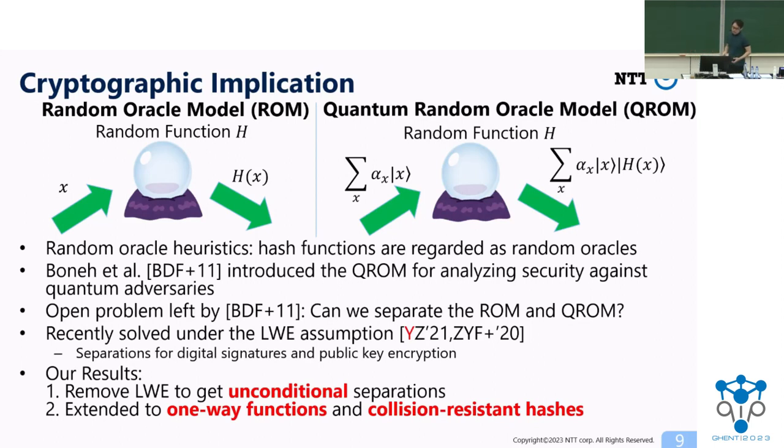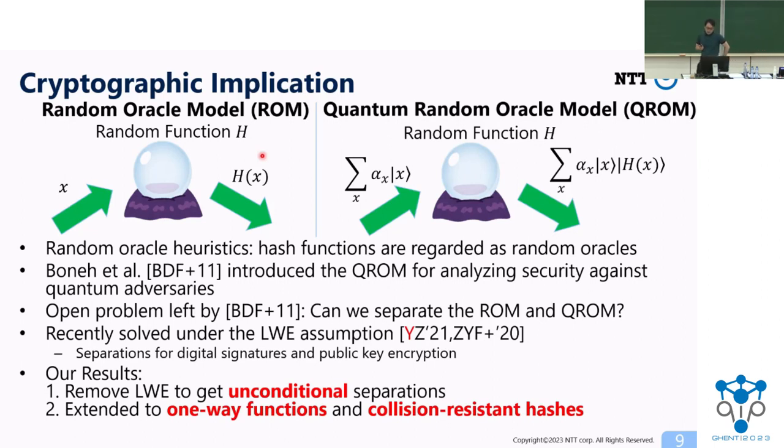And I'd like to mention a cryptographic implication. In cryptography, as I already mentioned, there is a heuristic called the random oracle heuristic, which means that well-designed cryptographic hash functions can be regarded as random oracles in security proofs. And this has been used for analyzing many practical cryptographic protocols. The model is described like this. A random oracle is given an input x and computes some function h of x for a randomly chosen function h. This is the random oracle model.